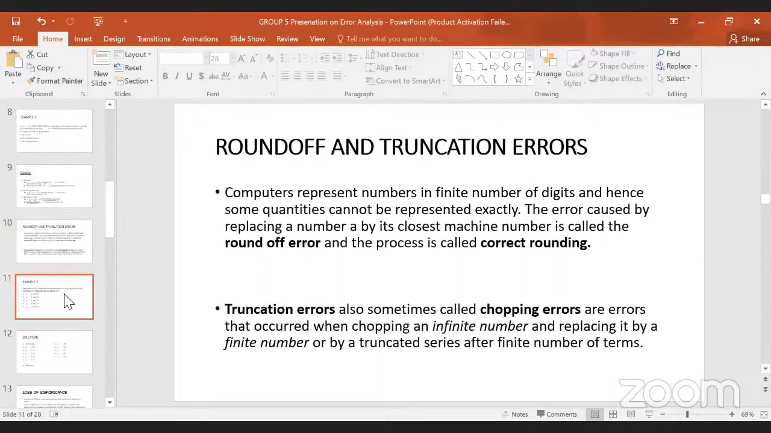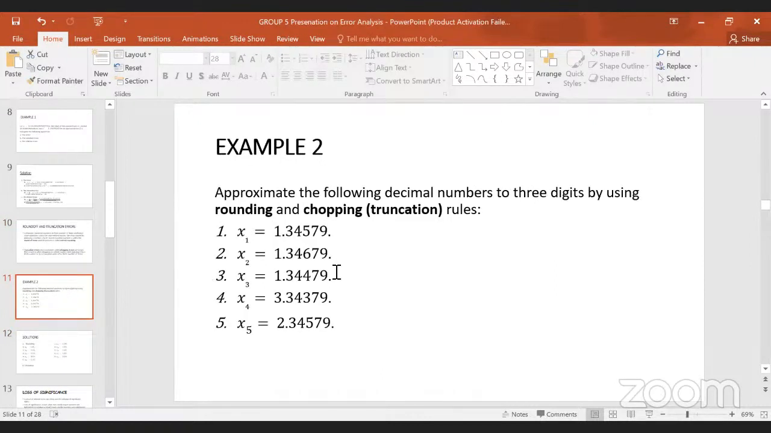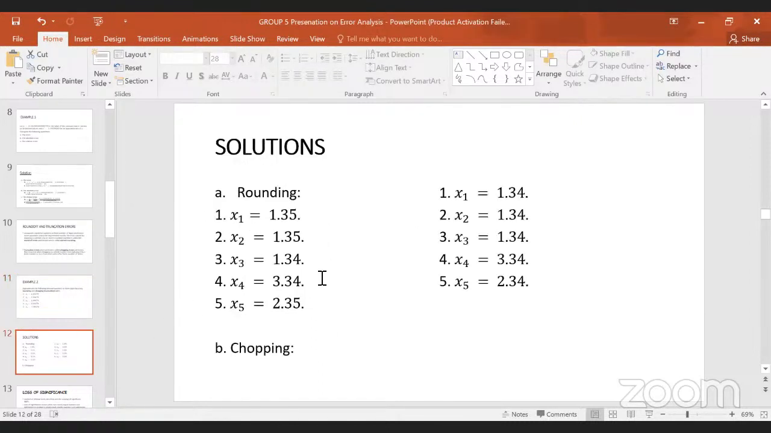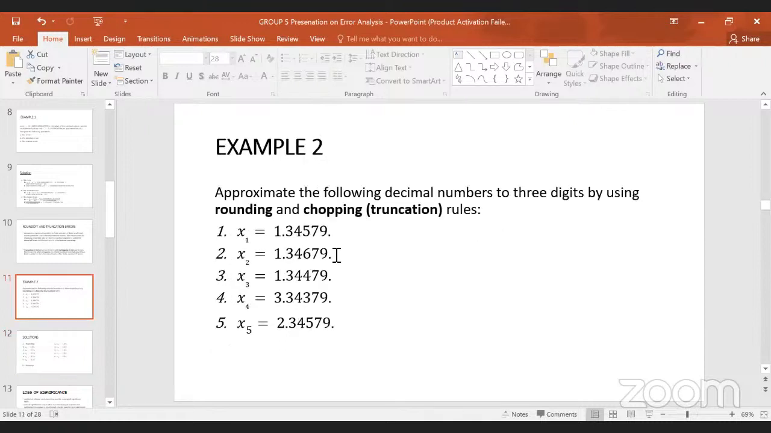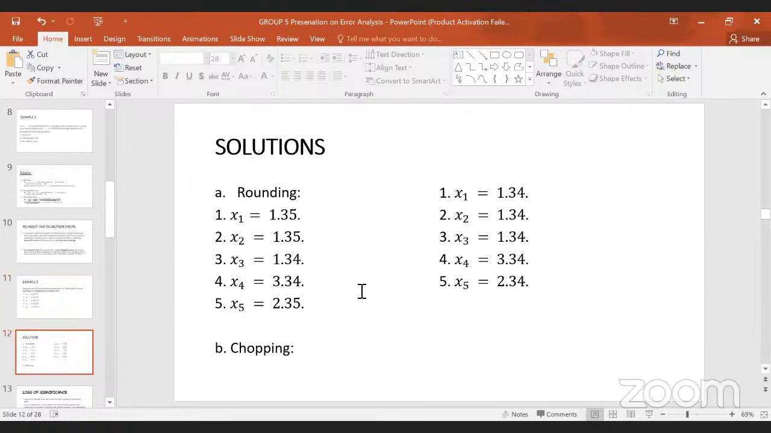Okay, we have an example. I have to round off these numbers or even chop them off using the truncation rules. Here are the questions we are posed with, and here are our solutions. If we go by our elementary mathematics, we just use two decimal places. We used 2 decimal digits for our solution.